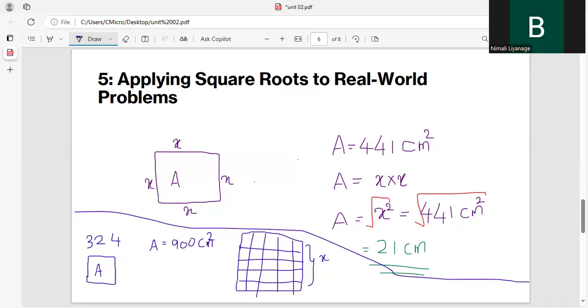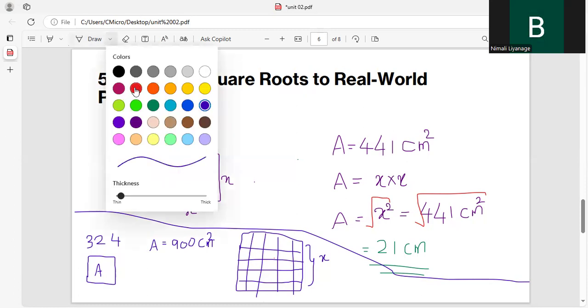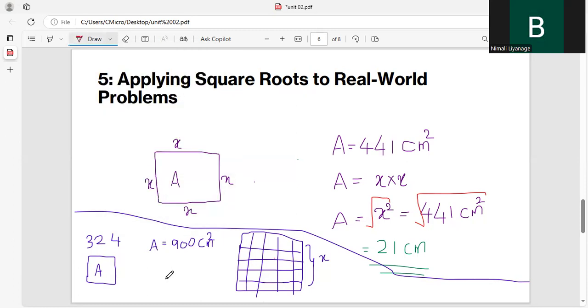Let me explain. First, we should find the length of one tile. To find this, we should find the length of one tile. We know the area. We know it's a square one. So we should find the square root of 900. So the length of one tile is 30 centimeters.